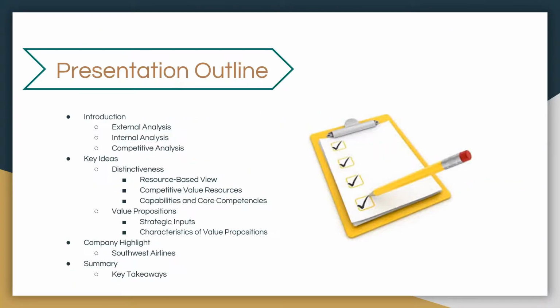At this time, I'll provide a quick outline of what is embedded in this presentation. The introduction will provide a brief recap on topics already covered and begin the discussion on competitive analysis. We'll then look closely at distinctiveness and value propositions. After that, we'll highlight a company that exhibits the elements of our topic. Lastly, we'll summarize and conclude with a few takeaways.